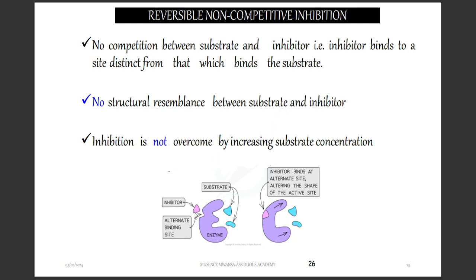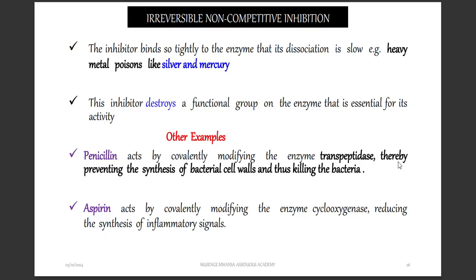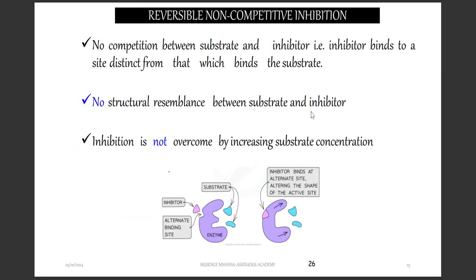You can look at here the inhibitor, you can see where it is binding. It's binding on the allosteric site, while the substrate is binding this side. So when the inhibitor attaches to the allosteric site, it will change the shape of the active site, and so the substrate can no longer fit on that enzyme. So this one is reversible.